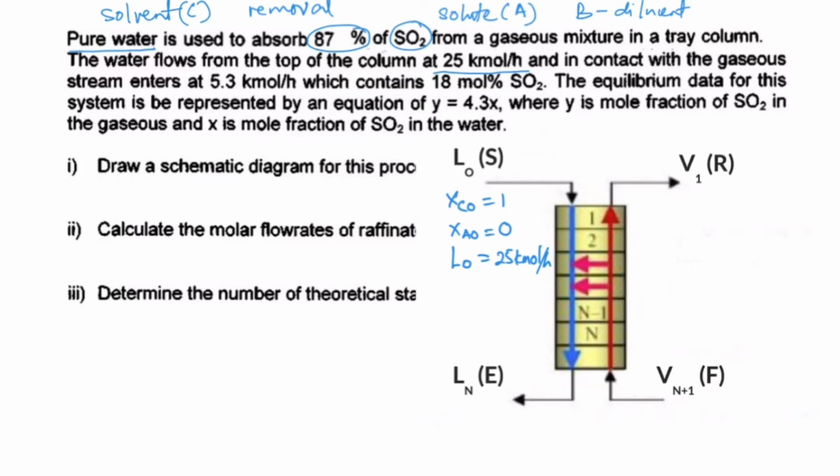And then we are also given that this water is used to absorb 87% of the sulfur dioxide from the gas mixture. So we are given the information here: YAN+1, which consists of 18 mole percent of SO2, which is 0.18. And we know that it is diluted in the other gas. So let's assume we have a diluent. The balance will be the diluent, which is now 0.82.